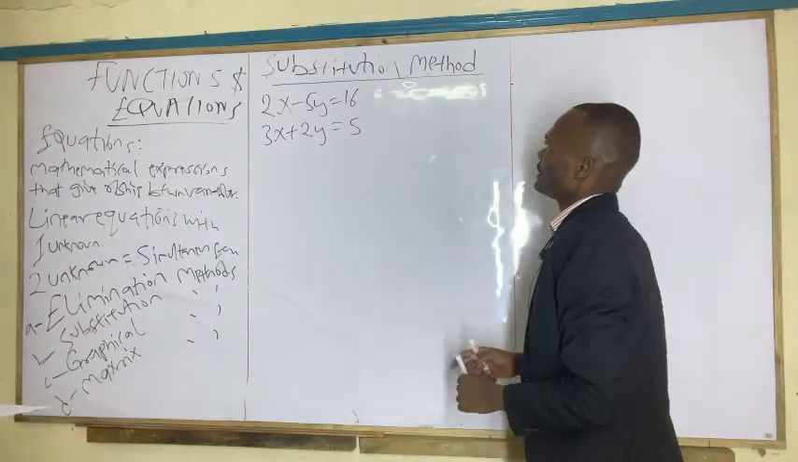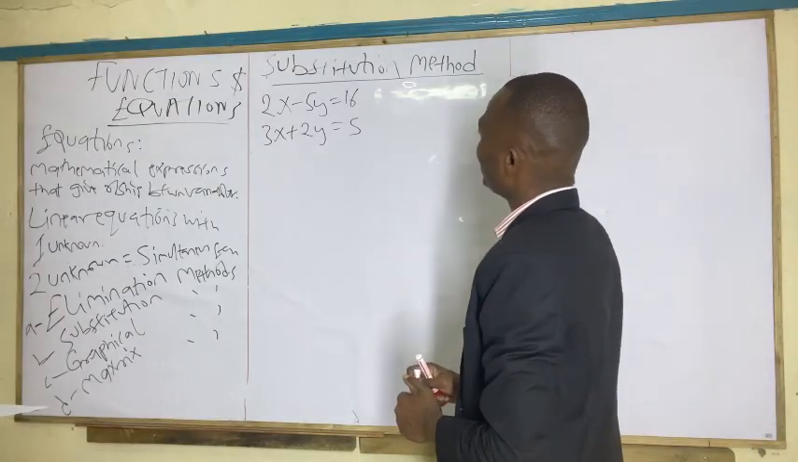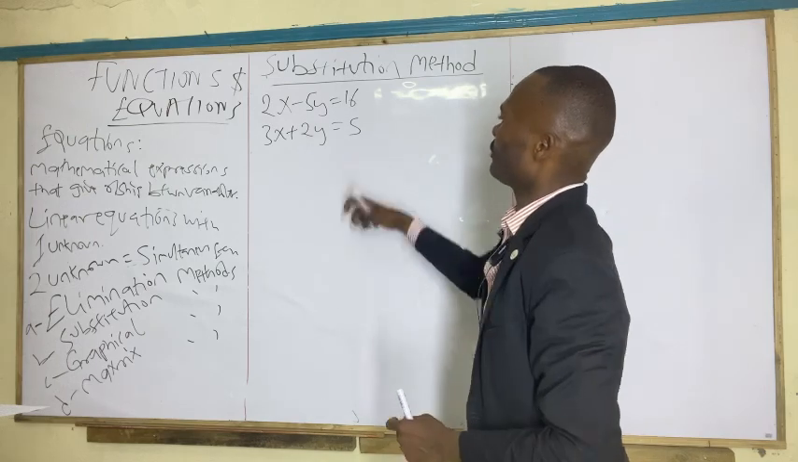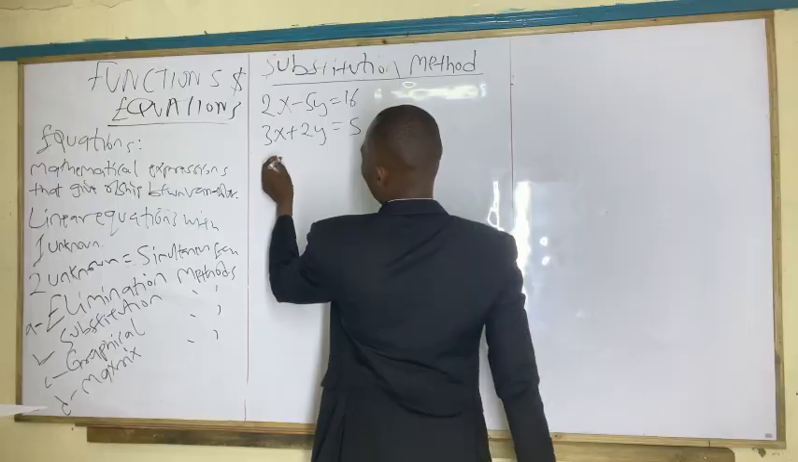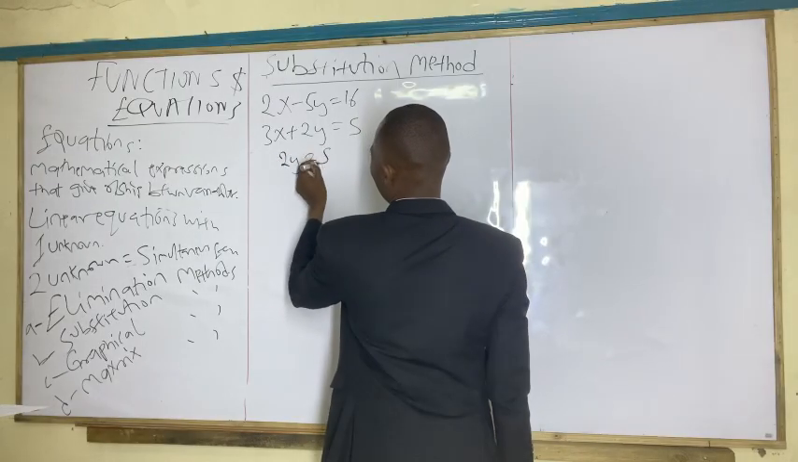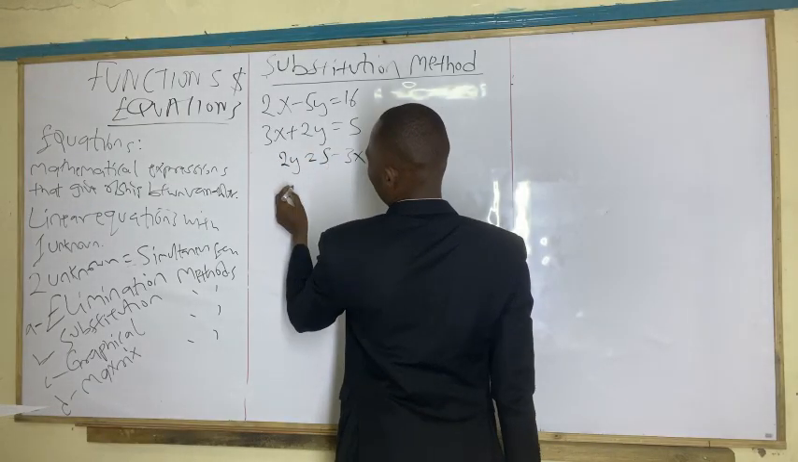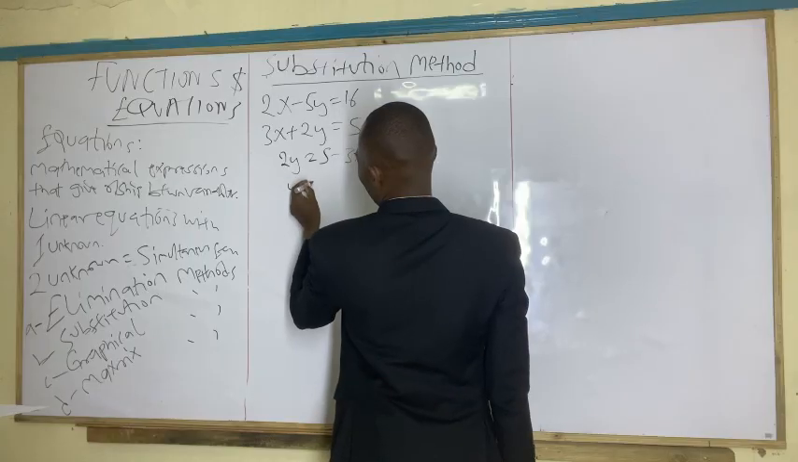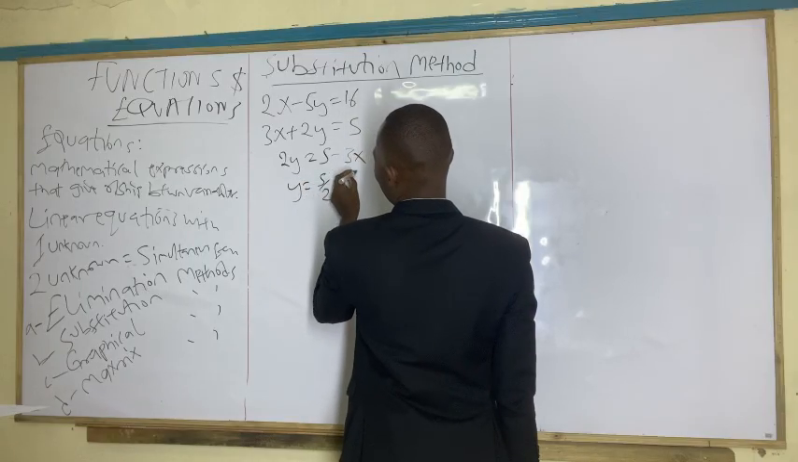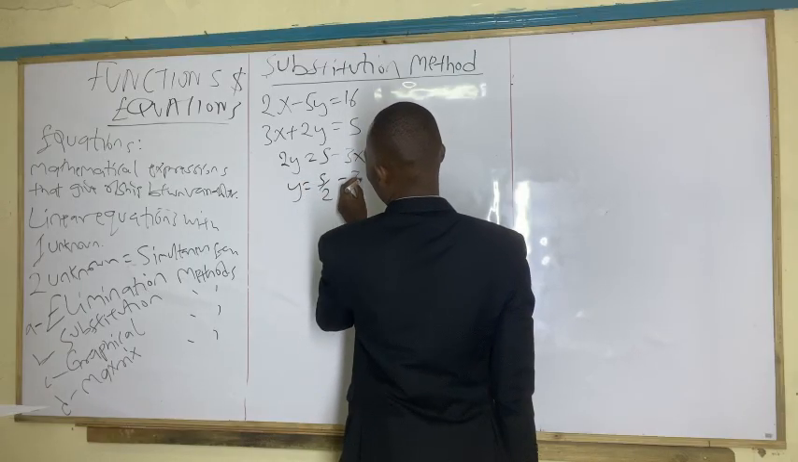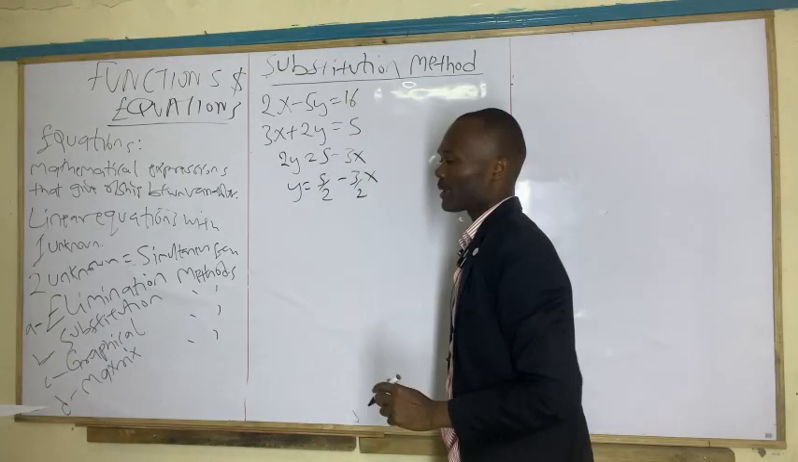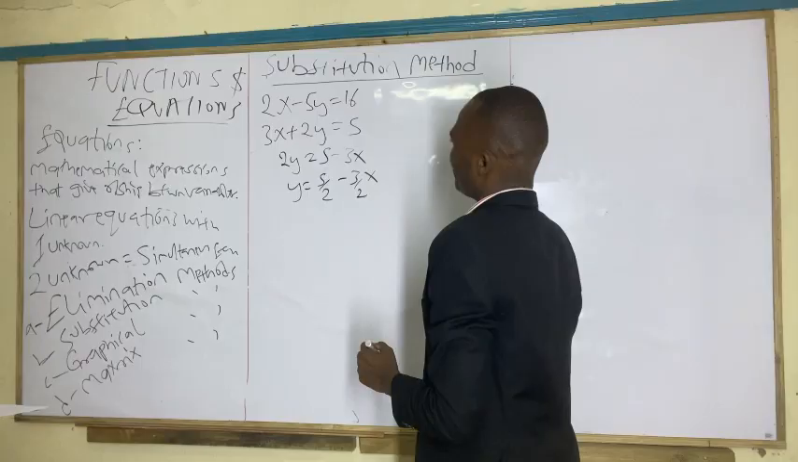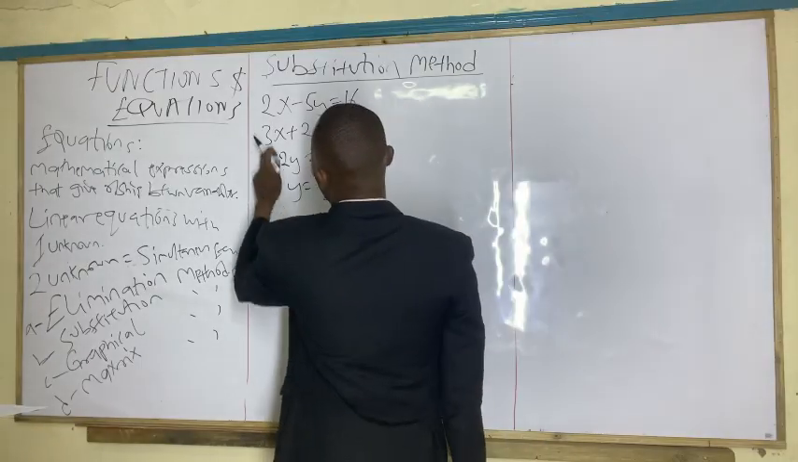So let's look at it, ladies and gentlemen. We said it's substitution. So what do we do? We form the third equation from this. So we'll say 2y is equals to 5 minus 3x. So y is equals to 5 over 2 minus 3 over 2 x. So that's our y. Fine. Let's now substitute here.